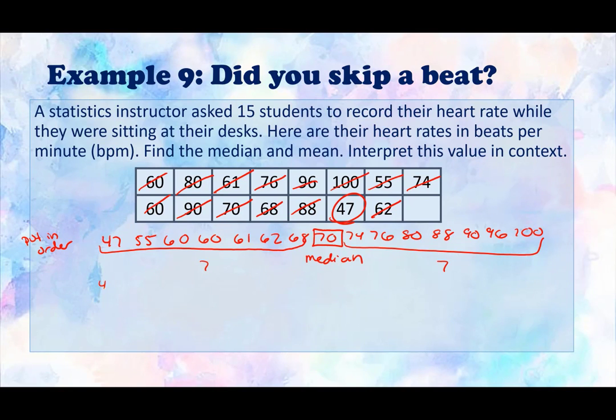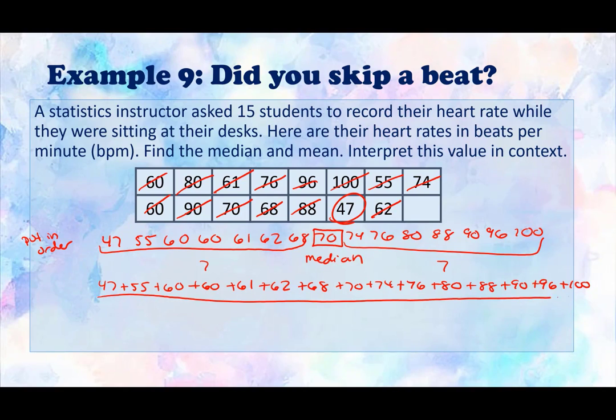So we have 47 plus 55 plus 60 plus 60 plus 61 plus 62 plus 68 plus 70 plus 74 plus 76 plus 80 plus 88 plus 90 plus 96 plus 100. And we're going to divide all of those numbers when we get them by 15, which is our n.